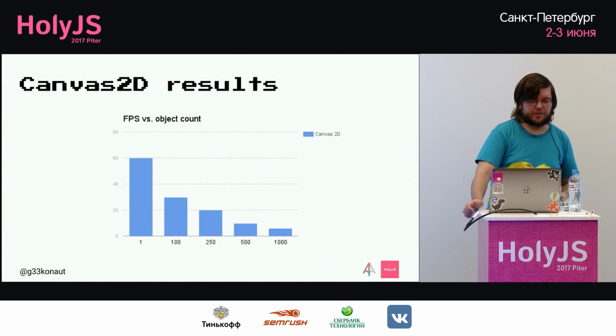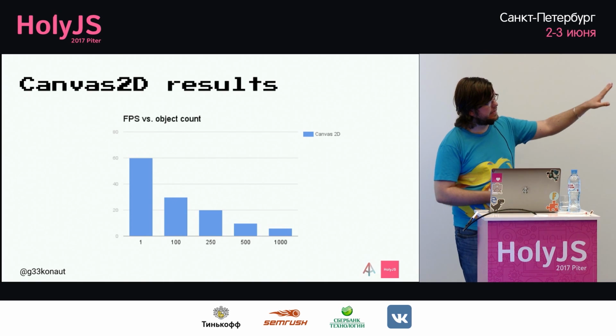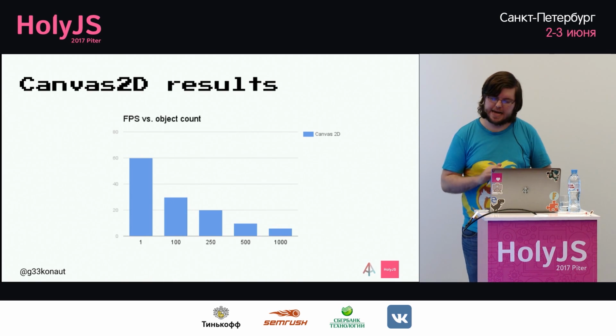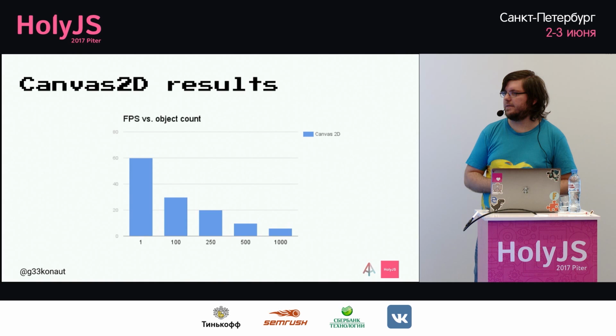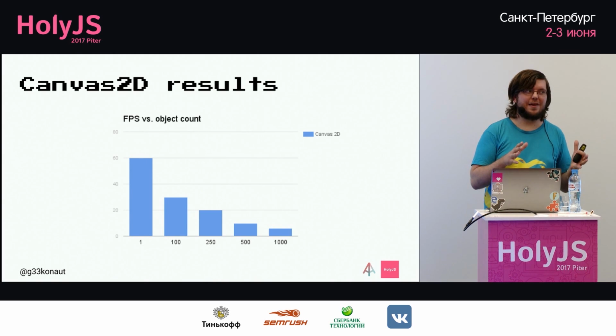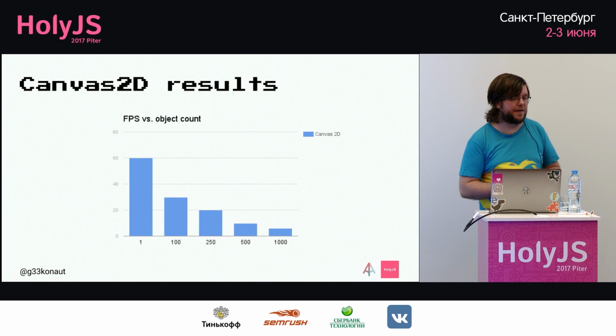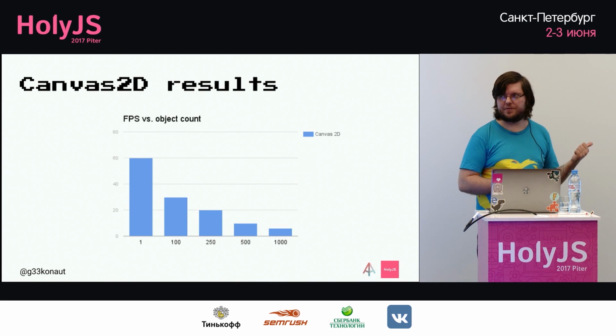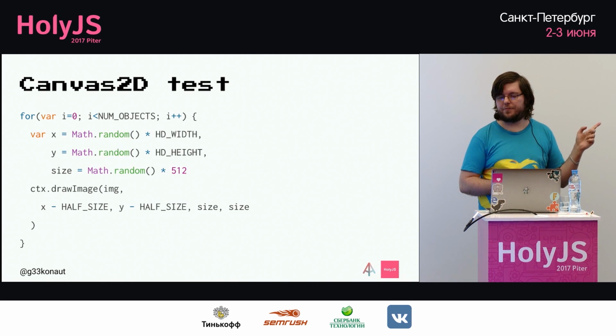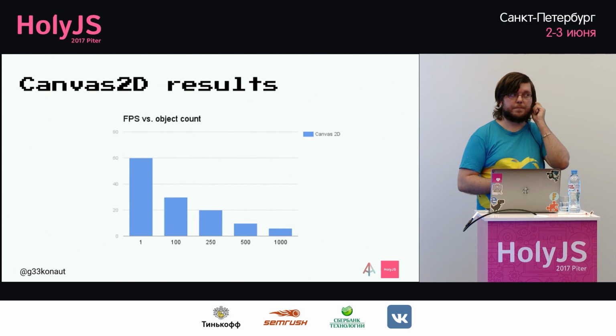Let's have a look. So here we see on the y-axis the frames per second, and on the x-axis the amount of objects that we're going to draw. So it's the same image being painted 1 time, 100 times, 250 times, 500 times, 1,000 times. And this is with Canvas 2D. This code performs like this on my MacBook.